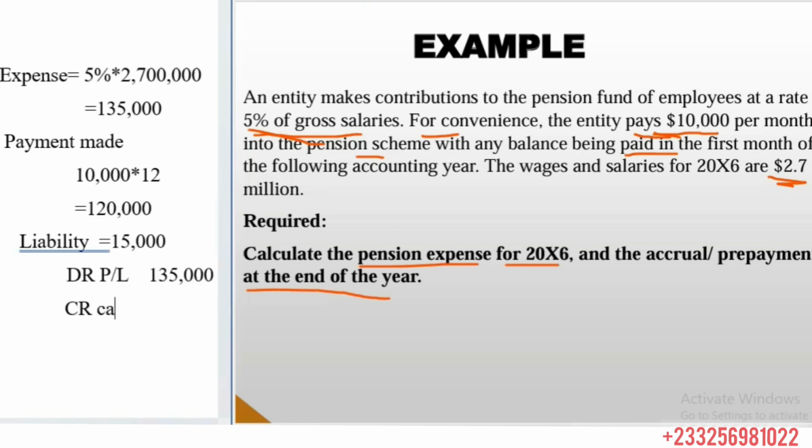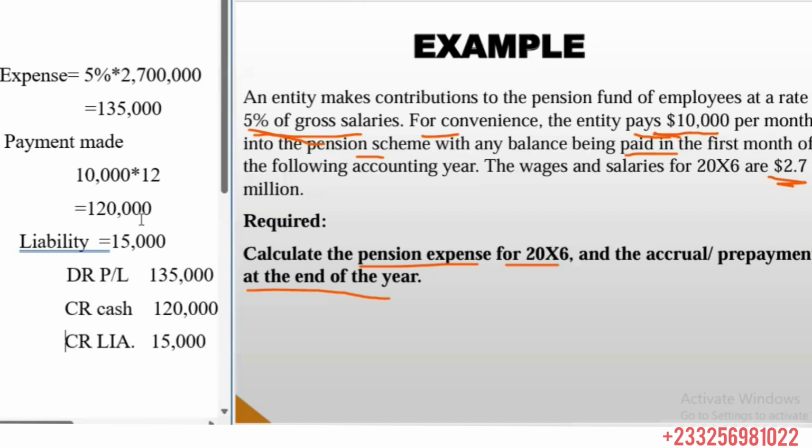So we credit our cash with how much? 120,000. And then the remaining credit will be a liability because we've not finished paying. So credit liability with the remaining 15,000. So this is the double entry. Here you could say the entity's obligation is to pay only 135 to the third party, to the fund. But they have not finished paying. They paid only 120 out of the 135, so the 15,000 is the liability.